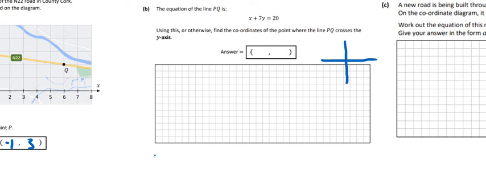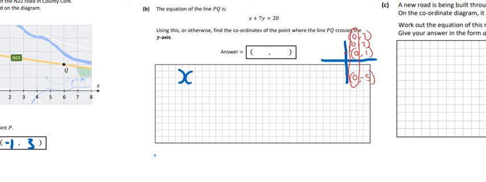So if you think about all of the points that are on the y-axis, for example, the point 0, 1 is on the y-axis, the point 0, 2 is on the y-axis, the point 0, 3 is on the y-axis, the point 0, -5 would be on the y-axis. Basically, every point on the y-axis has in common that the x value is always 0. So if we're trying to find the point where this line is on the y-axis, we're going to let x be 0.